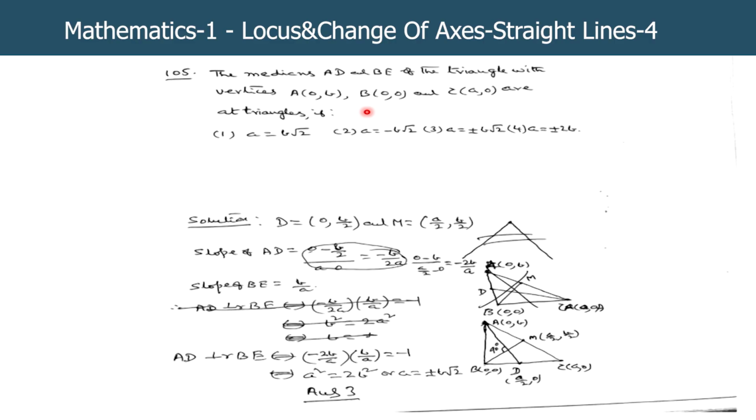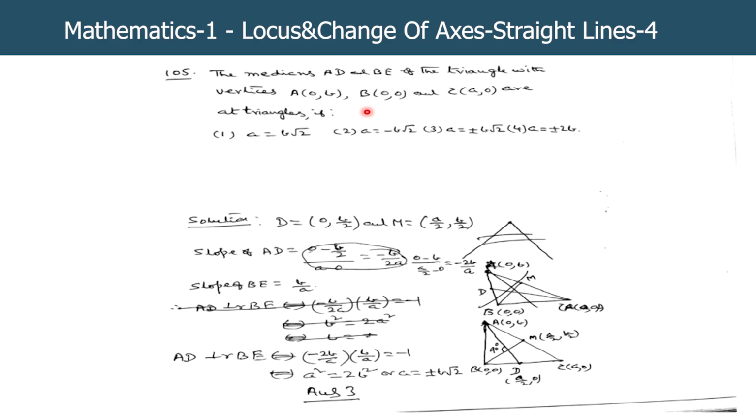105. The medians AD and BE of a triangle with vertices A (0, b), B (0, 0) and C (a, 0) are at right angles if: 1) a is equal to b root 2, 2) a is equal to minus b root 2, 3) a is equal to plus or minus b root 2, 4) a is equal to plus or minus 2b.